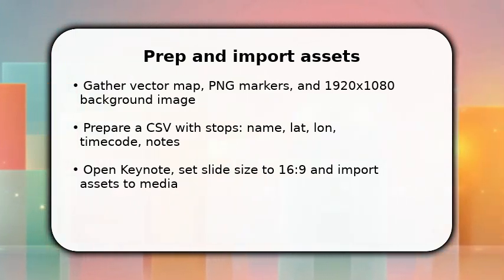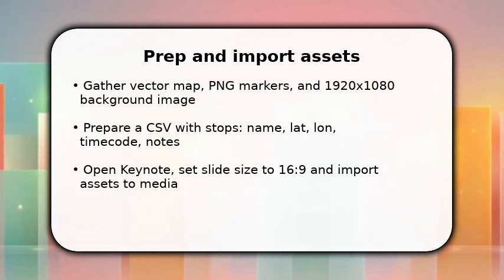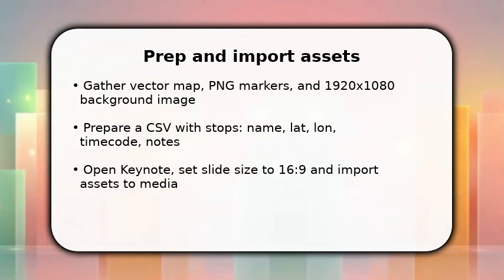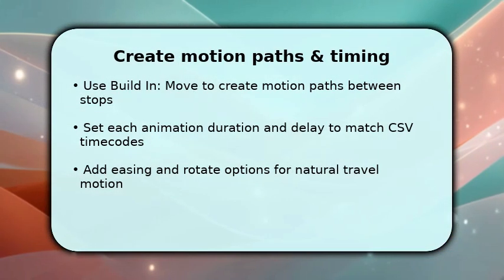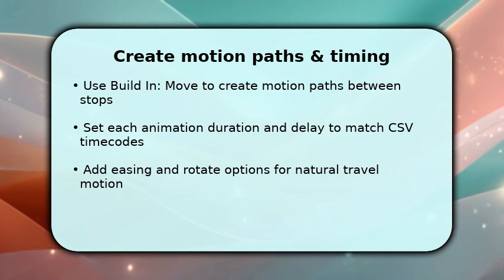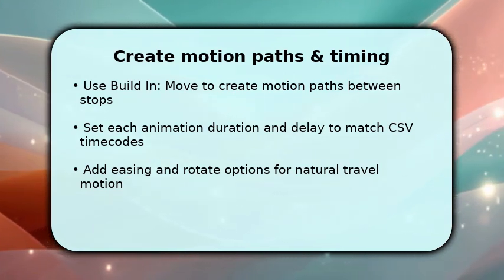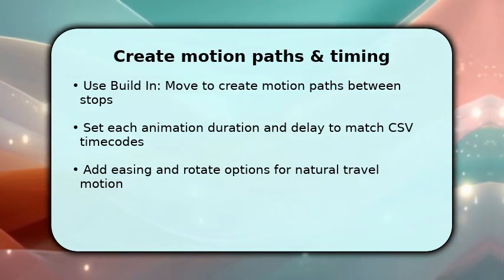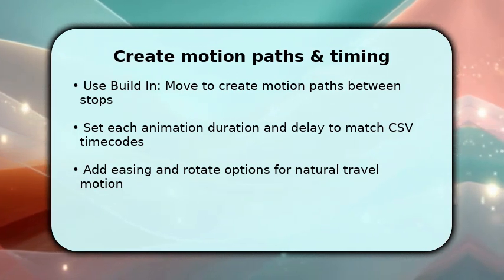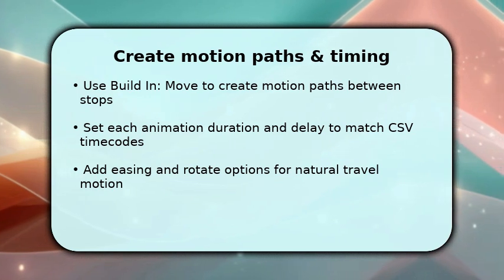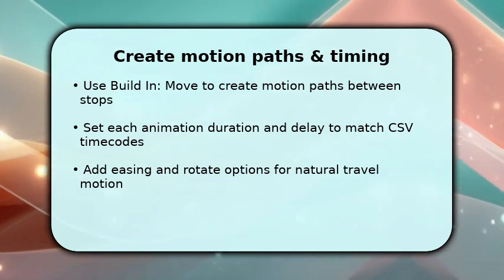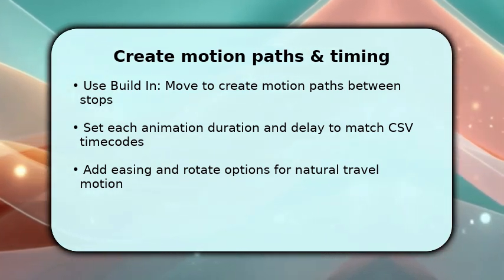Make sure to group each marker with its shadow and label so they move together, because consistent grouping keeps animations precise and editable. You now map the journey using motion builds. Draw a move path from each stop to the next, adjusting anchor points over the vector map. This controls trajectory. Then sync durations to your CSV timecodes so visual movement matches your intended pacing. Stagger delays to avoid overlapping starts.